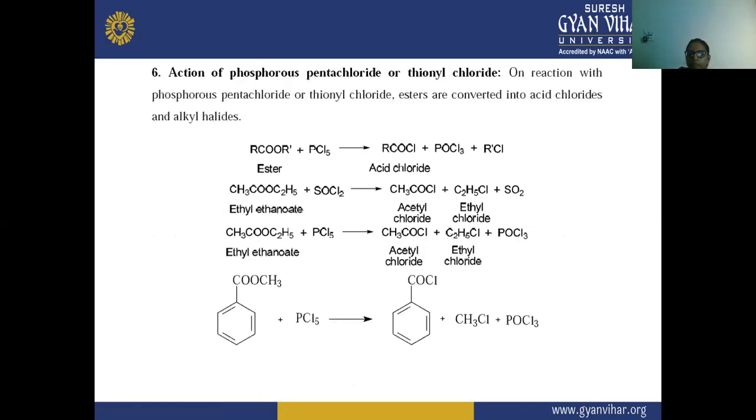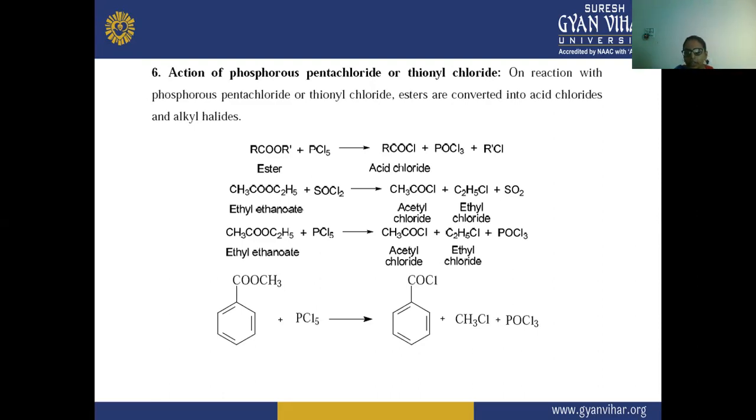Next is the action of phosphorus pentachloride or thionyl chloride. So here you can see this ester is reacting with phosphorus pentachloride, and there is a formation of acid chloride. In this, phosphorus oxychloride is formed plus RCl is formed here. So in esters, we have taken the example of ethyl ethanoate, and this ethyl ethanoate is reacting with SOCl2, that is your thionyl chloride, and there is a formation of acetyl chloride, plus ethyl chloride is formed here, plus SO2 is formed here.